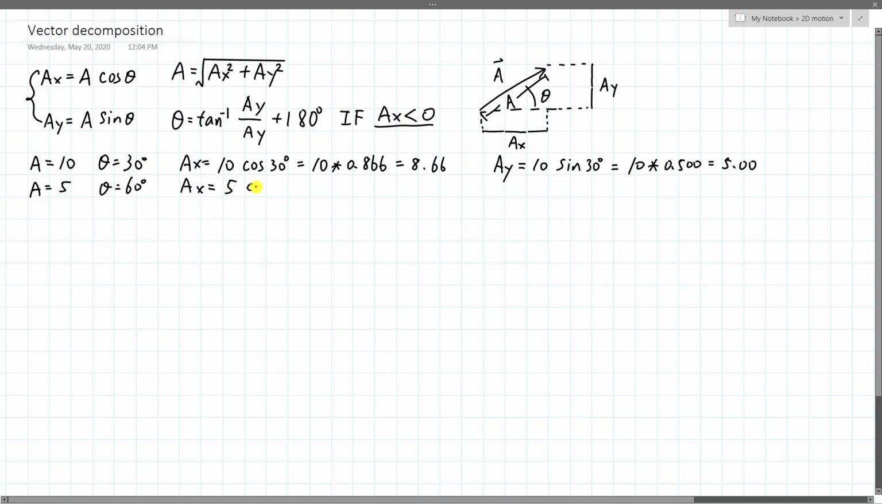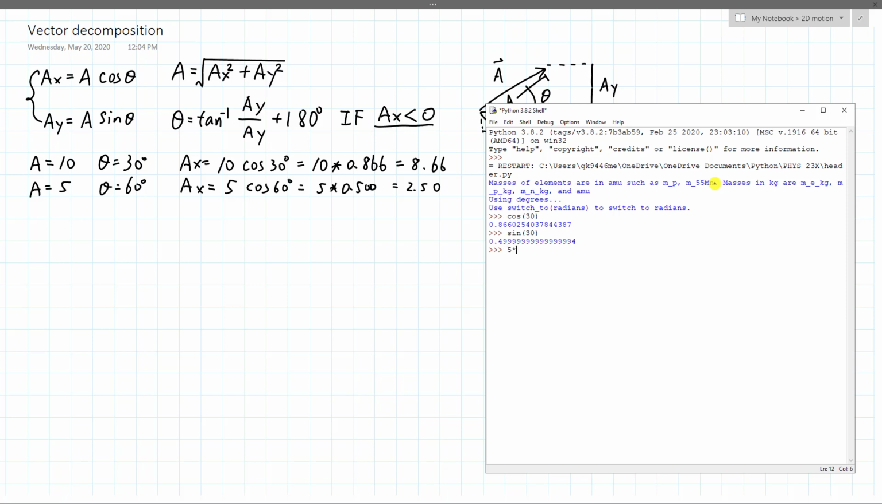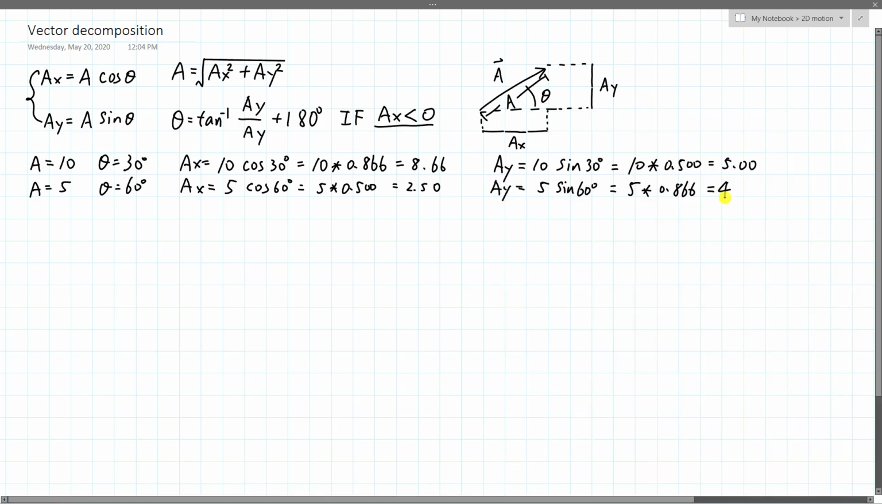So 5 times cosine 60 degrees. And cosine 60 happens to be the same as sine 30. So this is 5 times 0.5, 2.5. And then AY is 5 times sine 60 degrees. And sine 60 degrees happens to be the same as cosine 30 degrees. So 5 times 0.866. Okay, I don't know what that is, so I'll just use my calculator. So 5 times 0.866, 4.33. So since we're above the 45 degree diagonal, the x component is a little shorter, the y component is a little longer.